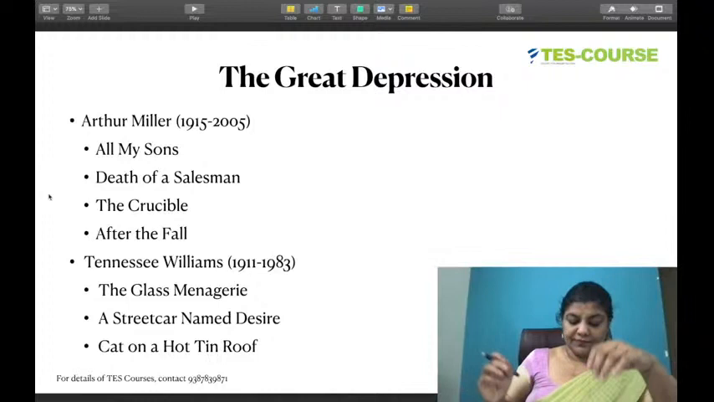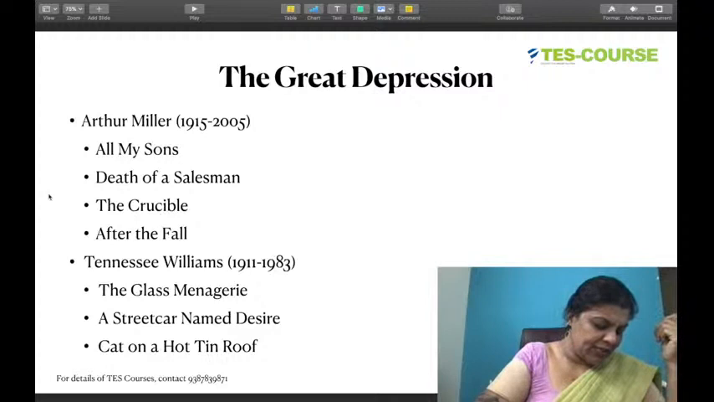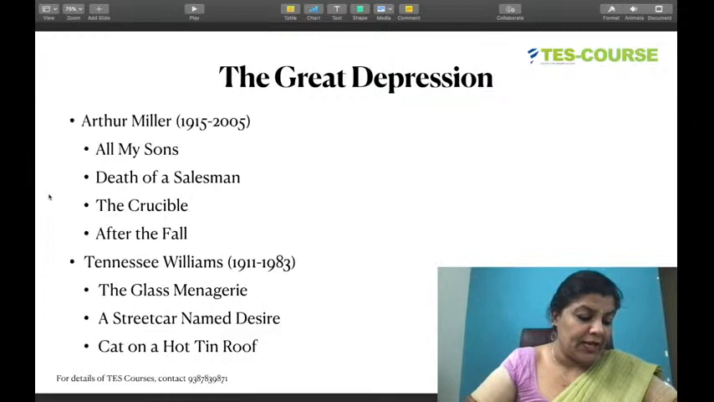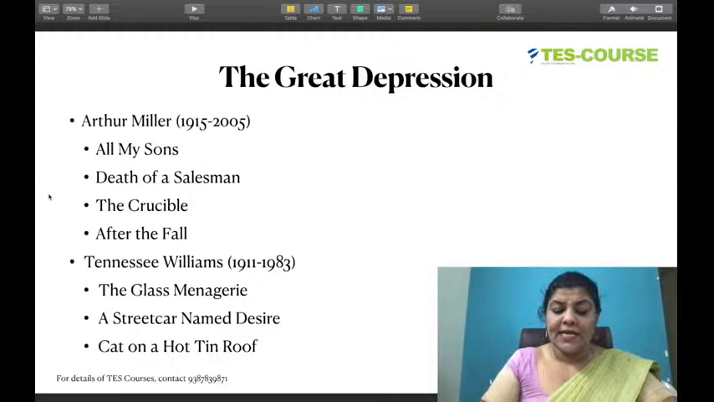Which of these is set in St. Louis? It is The Glass Menagerie. Did you know, guys, when I talked about Eugene O'Neill, I didn't say something: he brought African-American characters as protagonists for the first time. Yes, all the Great Depression works are about the failure of the American dream. Right, The Glass Menagerie is set in St. Louis.